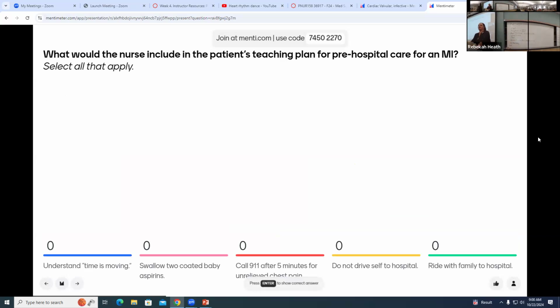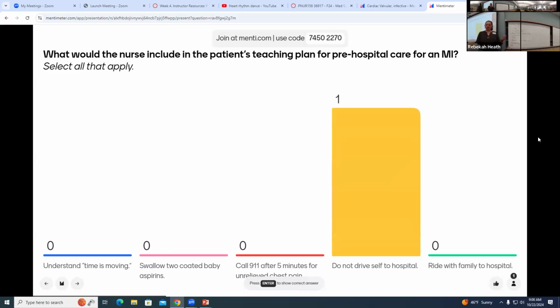What about this? What would the nurse include in the patient's teaching plan for pre-hospital care for an MI? This is kind of confusing. So let's go through really quick with our test question. I know I talked to a lot of you guys about how to read test questions. So the first thing, we're just going to read it. Always when you have a test question, read it. So what would the nurse include in a patient's teaching plan for pre-hospital care for an MI? I don't love how this question is worded, but it's from F.A. Davis. And so I want to give you publisher questions because they're kind of harder.